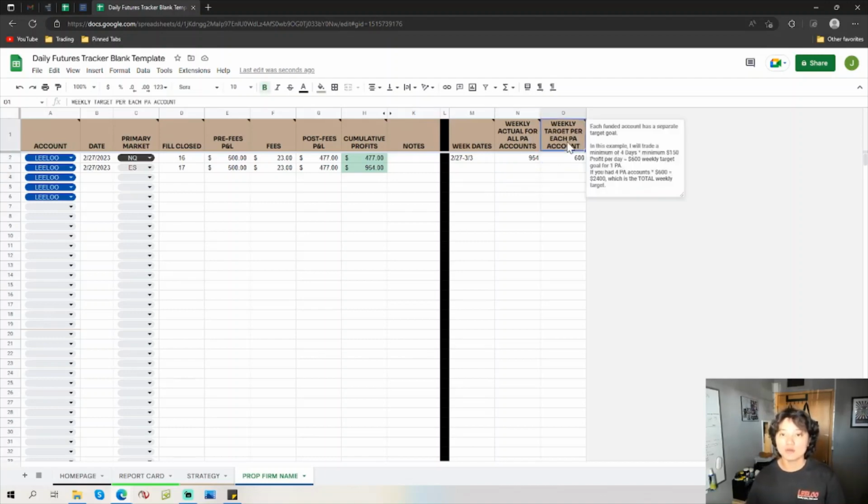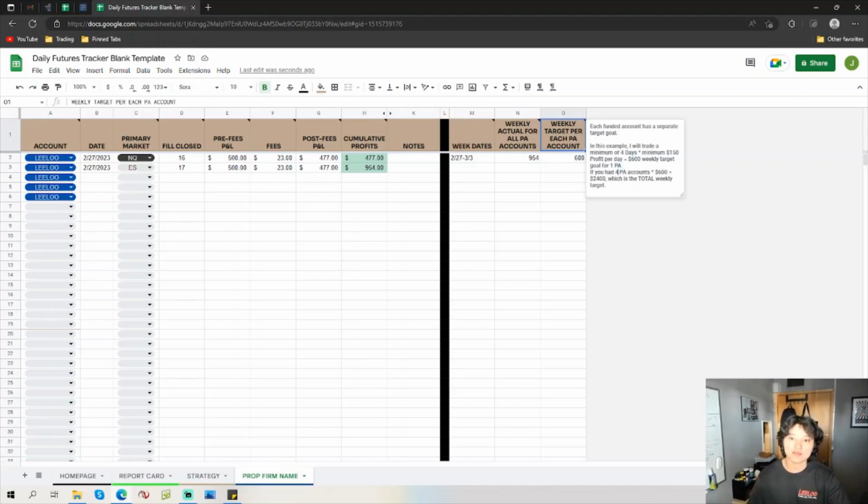And then column O, to break it down, each funded account has a separate target goal. So even if you have 10 Lulu accounts, you want each PA to have $600. That is $6,000 total, but this is each PA, so it's only $600. So in this example, I will trade a minimum of 4 days. Even though there's 5, I'm giving myself an extra day off, so a minimum of 4 days. I want to make at least 150 per day. So 150 per day times 4 trading days is $600. That is my weekly target for one PA.